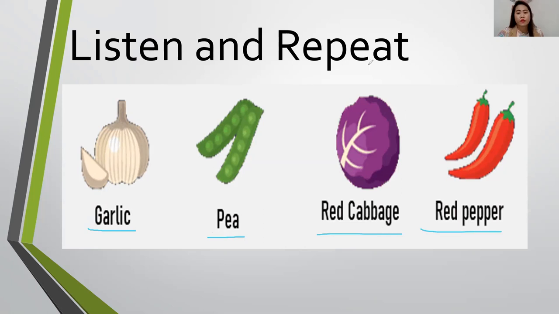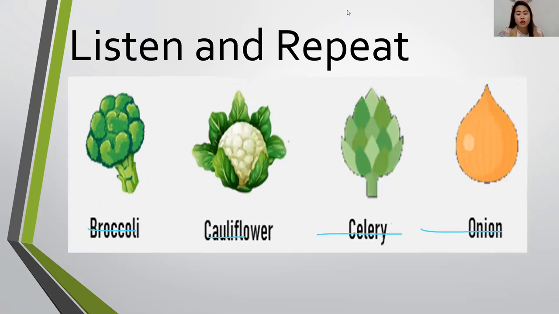Okay, so garlic, peas, red, purple cabbage, and red pepper. Okay, red pepper or chili. Okay, so next here is another one. Broccoli, cauliflower, celery, onion. Okay, broccoli, cauliflower, celery, and onion. Okay, your turn.